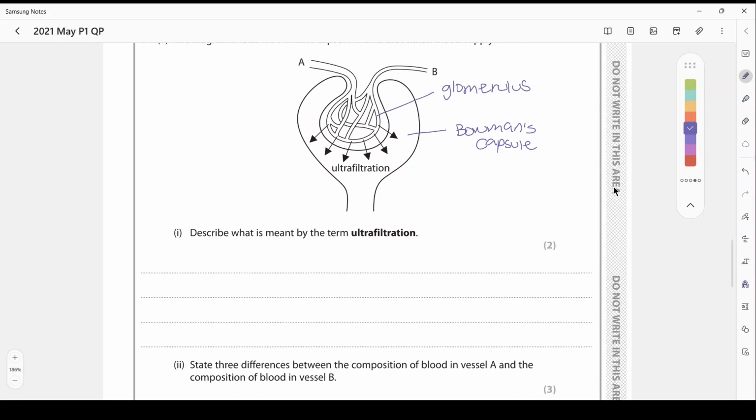So what happens during ultrafiltration, which is the first step of our kidneys filtering out our blood, is that you have this high blood pressure and that pushes out small molecules that are able to pass through from the glomerulus to the Bowman's capsule. So let's write that down.